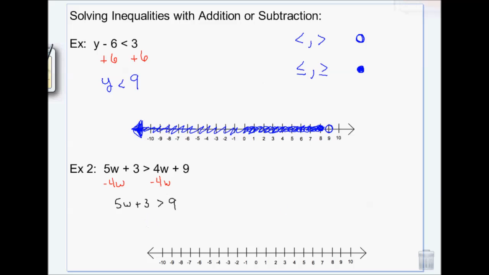So then I'm going to subtract 3 from both sides. So W is greater than 6. So I'm going to go to 6, and it's a greater than, so I'm going to make an open circle. And greater than is everything to this side. So that's what I shade.